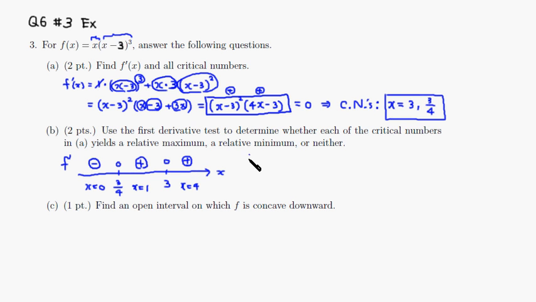By the first derivative test, we know that decreasing turned into increasing, so we're going to have a local minimum at 3/4. And here, increasing turned into increasing, so this is going to be neither.